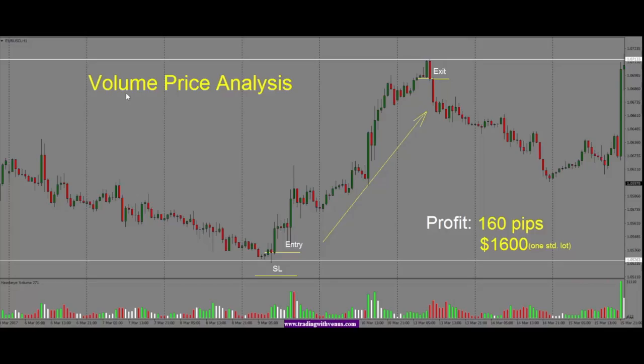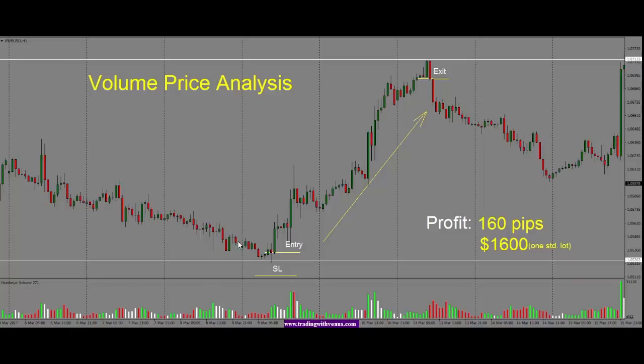Let's look at how to use volume with the price to trade Forex. This is Euro US dollar 1 hour chart, and what we see here is that the price has been going down and it hits this important support and resistance level, and for many hours here price hasn't been able to break this level. So the way we would combine our price with the volume is this.